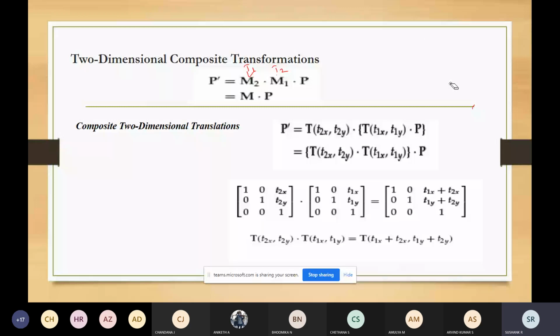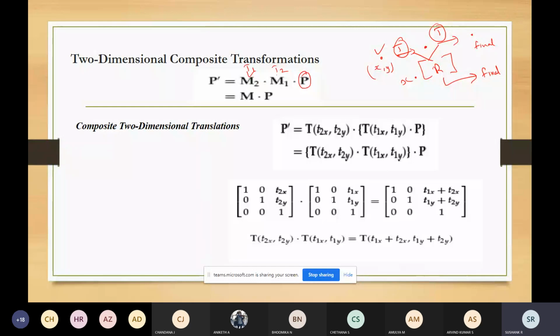Instead of applying the translation on this initial point to get an intermediate coordinate, and again applying the translation to get the final point, instead of doing two separate translations on an initial point, you'll first find the product. You'll first multiply these translations, and then apply the result on the initial point to get the final translation. So that is what composite means, multiple.